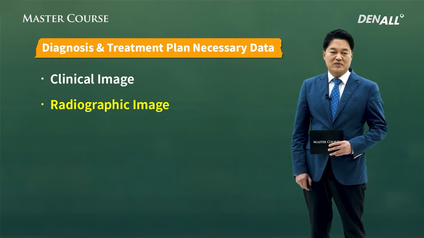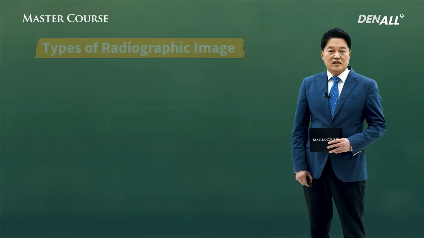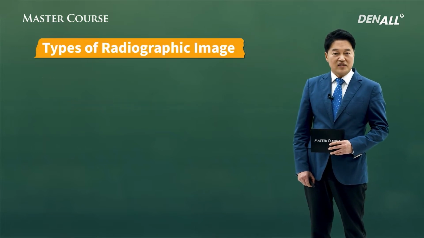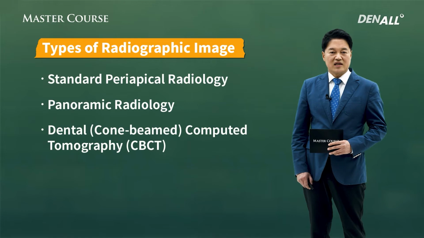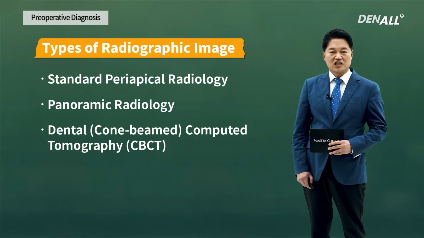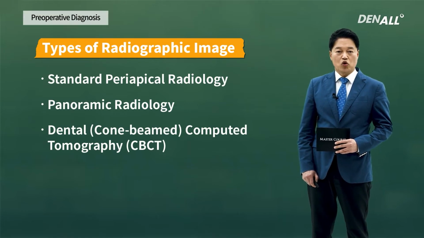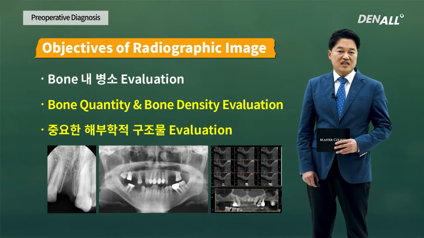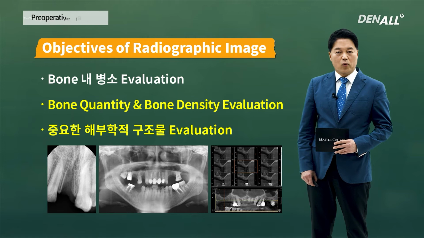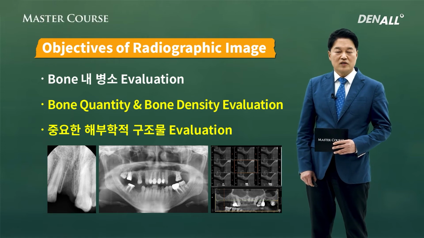Next data is radiographic image. The radiographic images used in a dental clinic are, first, standard periapical radiography, second, panoramic radiography, and third, CT. All three have pros and cons, and each has a purpose. The biggest purpose for radiographic image is to evaluate lesions within bone.